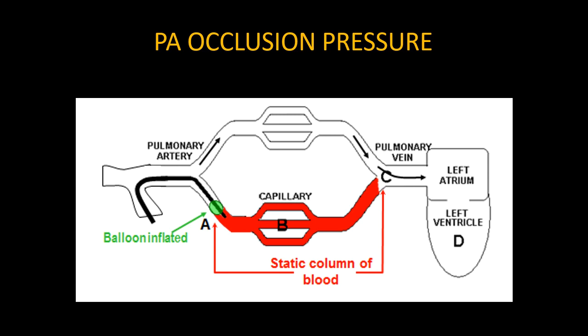We inflate the balloon somewhere here. In this capillary, there is no progressive flow from the pulmonary artery. So whatever we are taking here is the static blood column, and this static blood column is filled with the blood which is going into the left atrium. So we are taking it as oxygenated blood. That's why if we take the sample from this tip, the PaO2 will be almost the same as that taken from the arterial line.